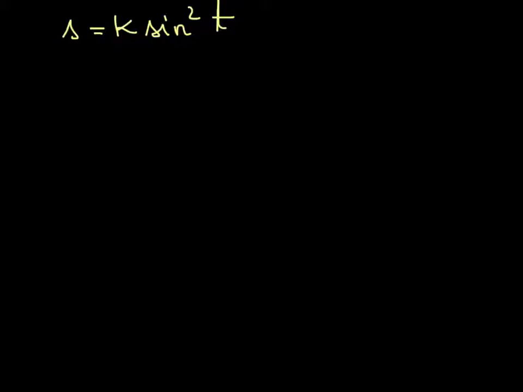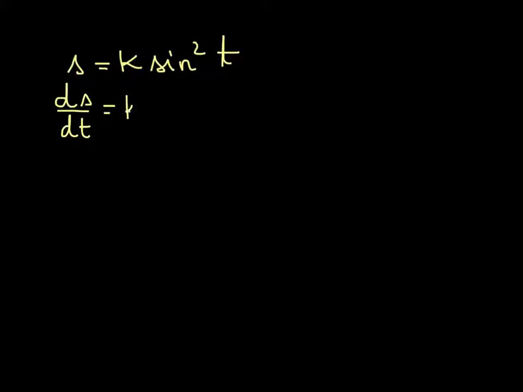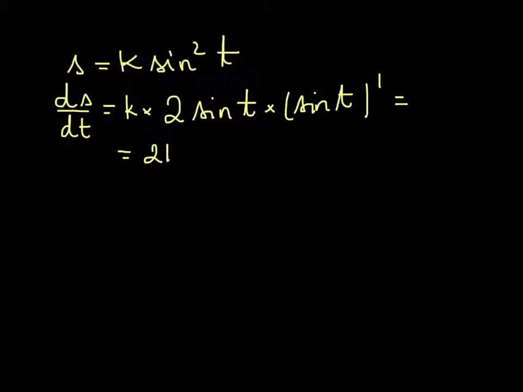So s equals k sine squared t. Velocity ds by dt equals k times sine squared t, the same as sine t squared, so 2 sine t times the derivative of sine t. So it's 2k sine t cos t. So that's the velocity.